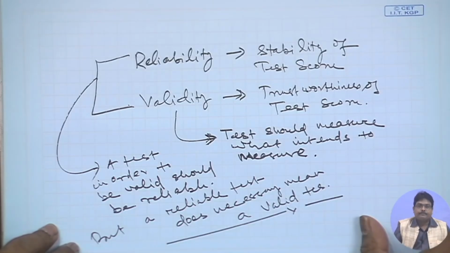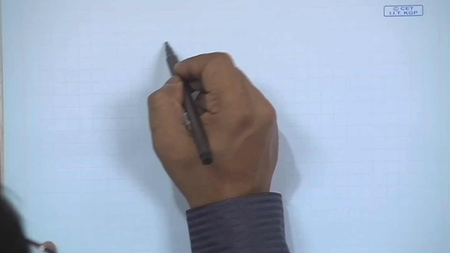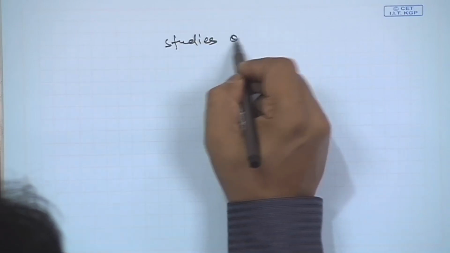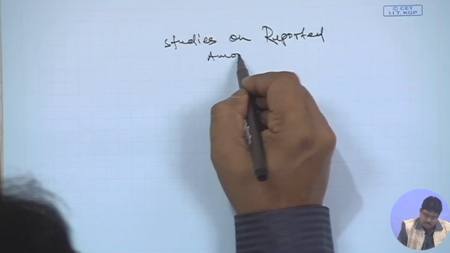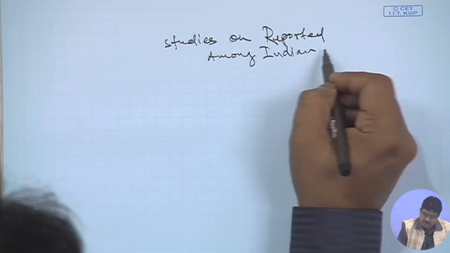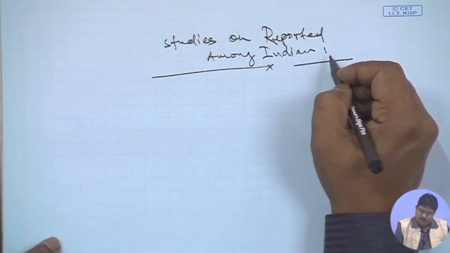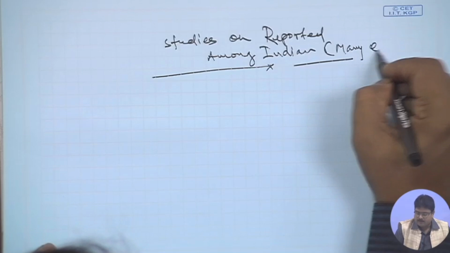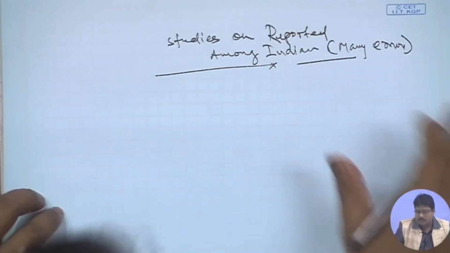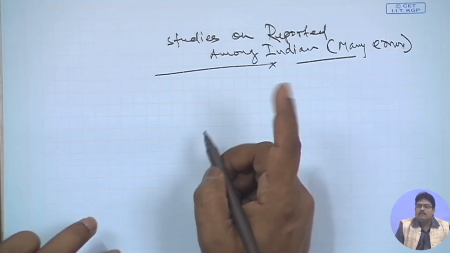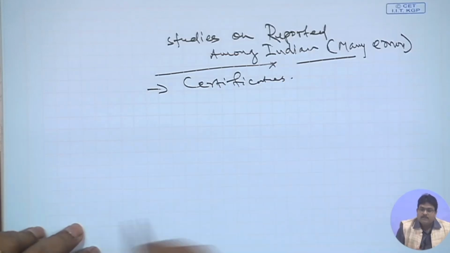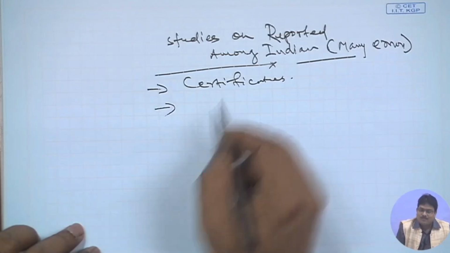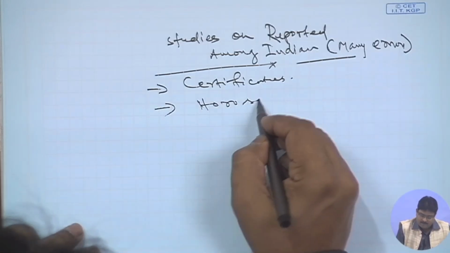Why is it so? It has reasons. Say for example, studies on reported ageing among Indians show that there are huge errors. How? Suppose if I ask you what is your age, all my students respond with the age that is mentioned as per their certificate. But when they celebrate their birthday, they celebrate as per their horoscope age, right?